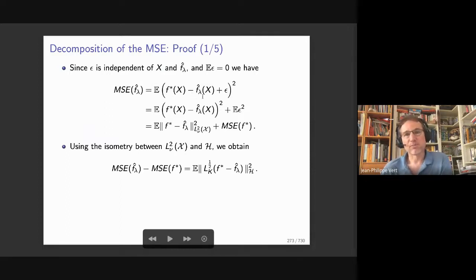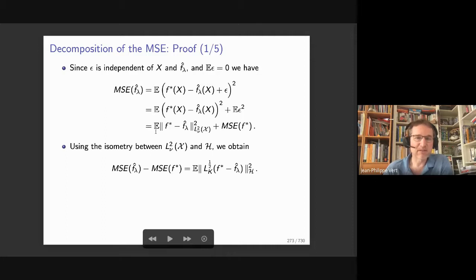And here the first step is, I said that there is some inherent noise because of the epsilon. Well, we enter the expectation because you assume that epsilon is independent from x. This was an assumption. Then you can just decompose the expectation of the square of the sum as the sum of the expectation of the squares because the cross term disappears. You assume that the expectation of epsilon is equal to 0. And so you recover the expectation of epsilon squared, which is equal to sigma squared, and this is the mean squared error of f star, so this is the first term.